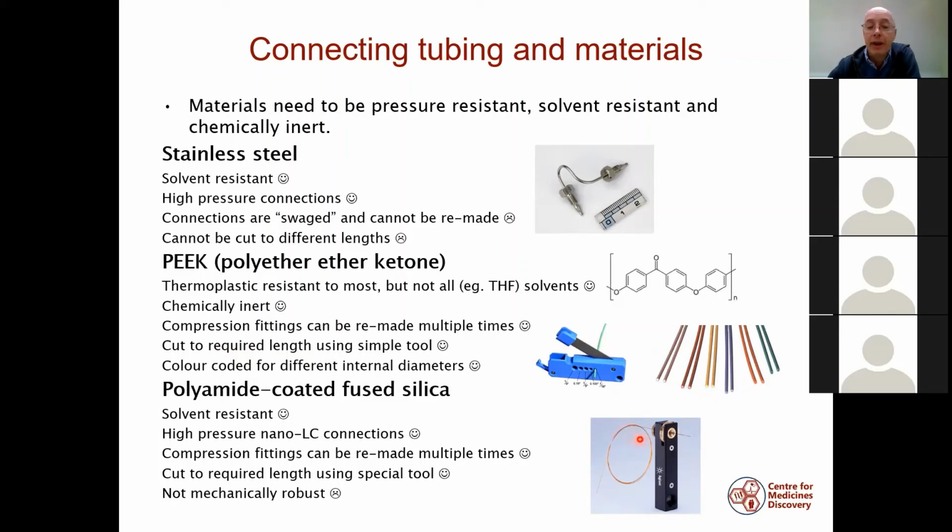Another type of tubing is fused silica. It's actually coated with polyamide. It's glass, so it's solvent resistant. It's very strong, so you can have high pressure connections. And it's typically used for nano-LC, so very low flow rates. You can make these compression fittings and you can remake them multiple times. You can cut it. There is a special cutting tool, a diamond tipped cutting tool you can use. The only disadvantage with fused silica is it's not particularly strong, so it can be very easily damaged.